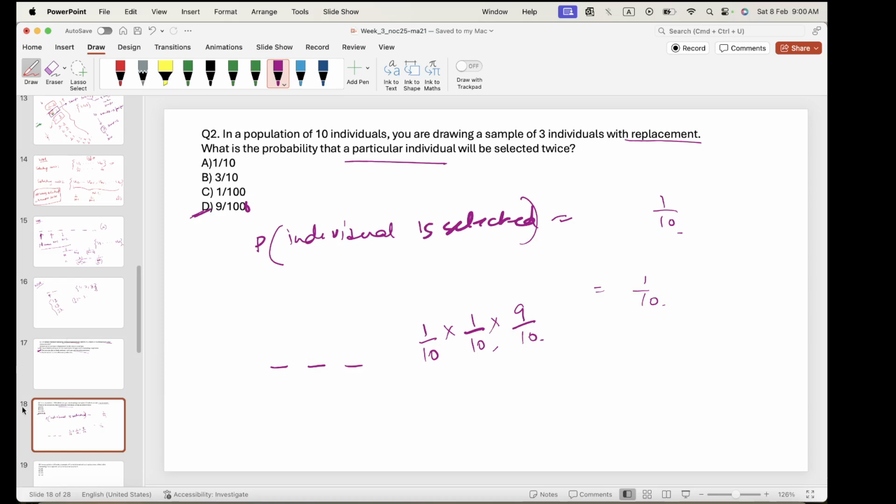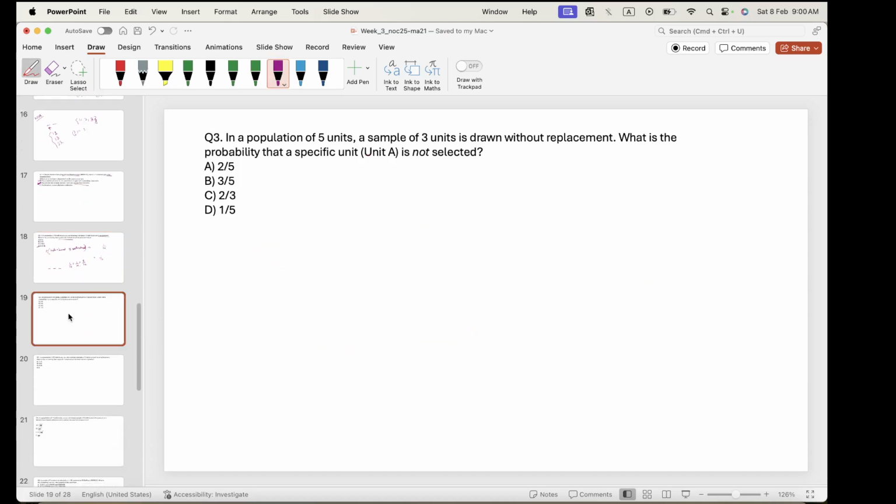Okay, so let's move on. Here, in a population of 5 units, a sample of 3 units is drawn without replacement. What is the probability that a specific unit is not selected? So if a specific unit is not selected at each of the draws, how should we frame this?